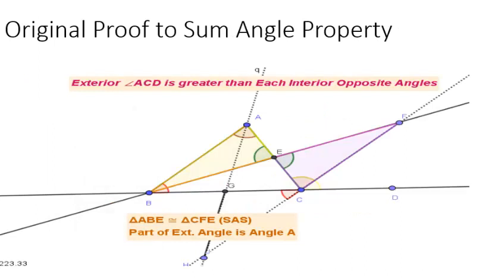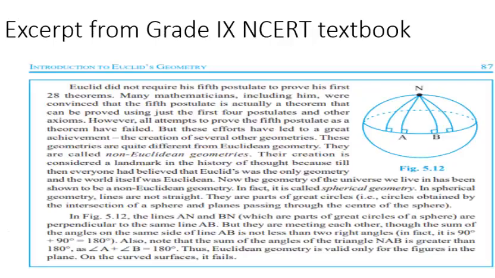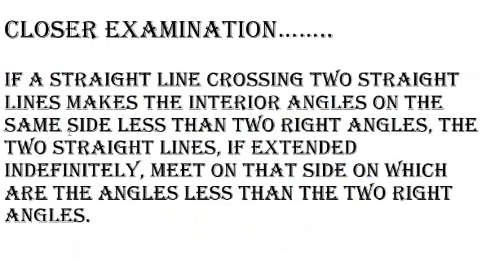The original proof of the angle sum property, the way Euclid proved it using congruent triangles, can be found in my previous video. The next one is a snapshot from the NCERT textbook for grade 9 that claims all efforts to prove the parallel postulate led to a great achievement that we today call non-Euclidean geometry. How it began was a bigger question. Let's have a close examination of Euclid's postulate 5.